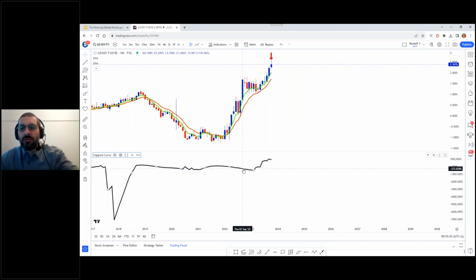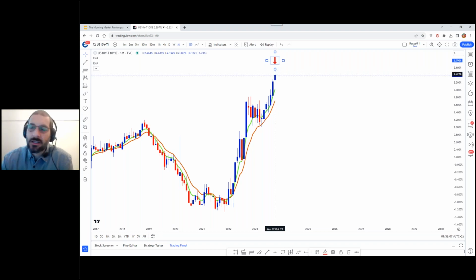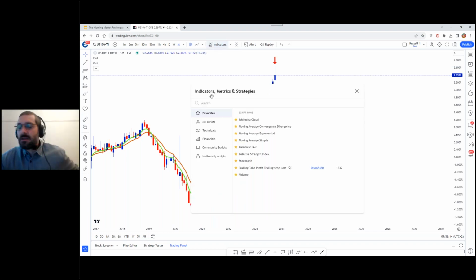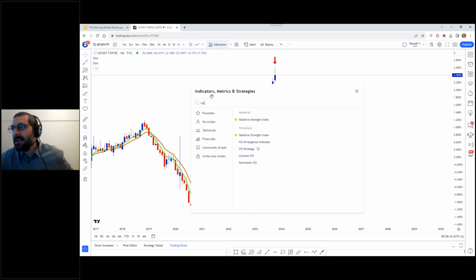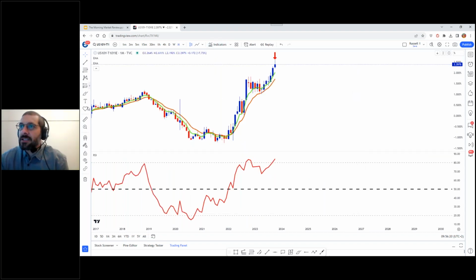But what we can do is if we add the RSI. Remember, I said there's two levels we can look at this at. The first level is perhaps this upper shadow or selling tail on the yield. If we add the RSI, then we get a second level. And what do we see here? Overbought.